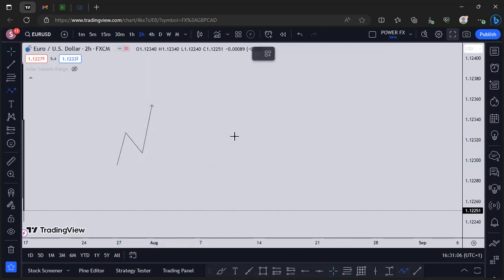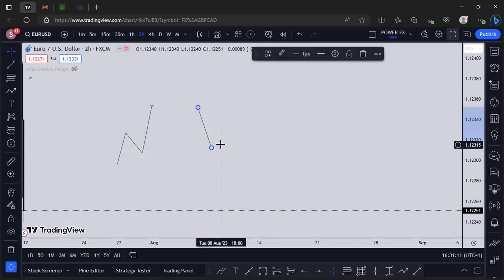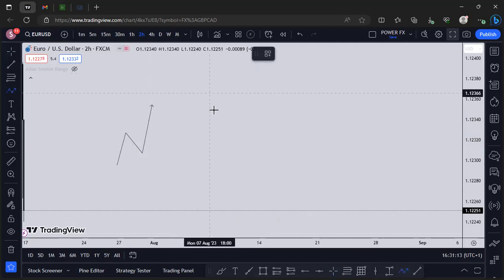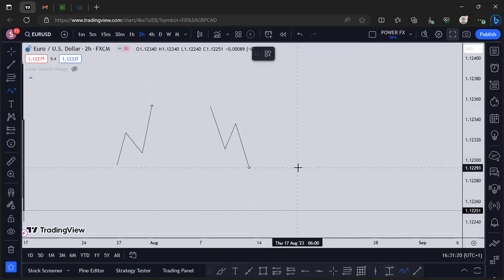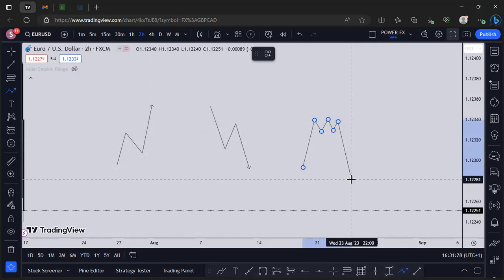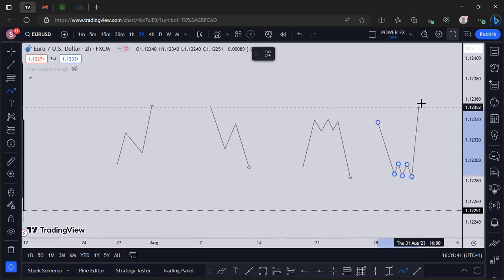We have drop base drop. We have rally base drop. Then we have drop base rally.